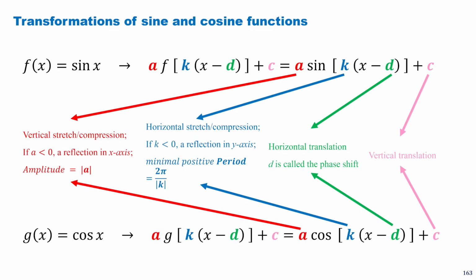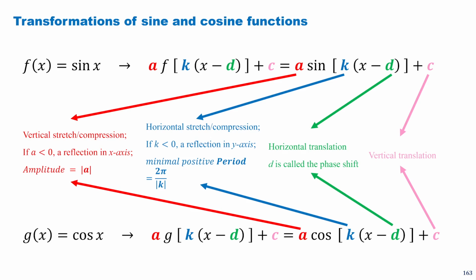So specifically for sine or cosine, the absolute value of a is their amplitude. Because that's the maximum deviation, the maximum distance that the oscillator deviates from its equilibrium position, right? So just remember the absolute value of a is its amplitude. And if you add another parameter k, k corresponds to a horizontal stretch or compression. And if k is less than 0, a reflection in the y-axis, right?